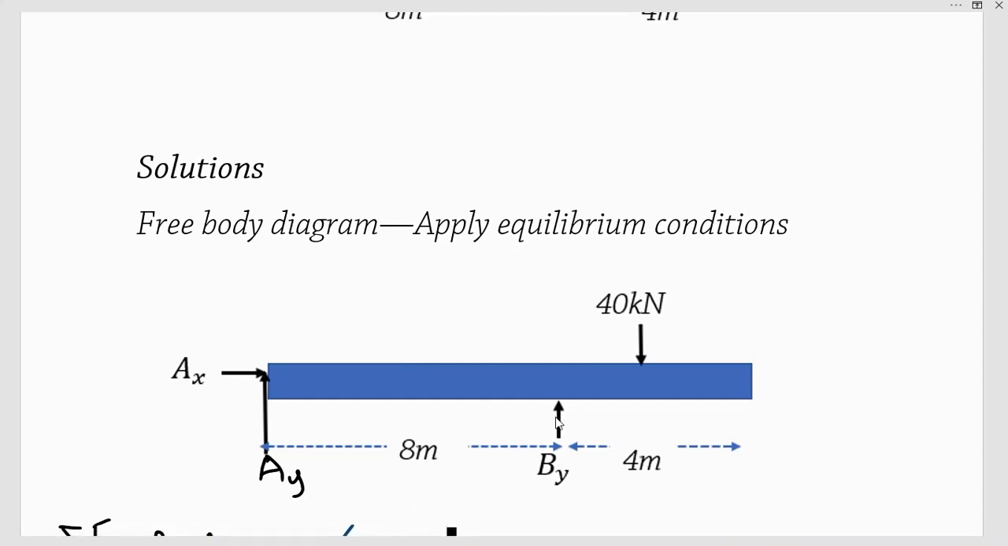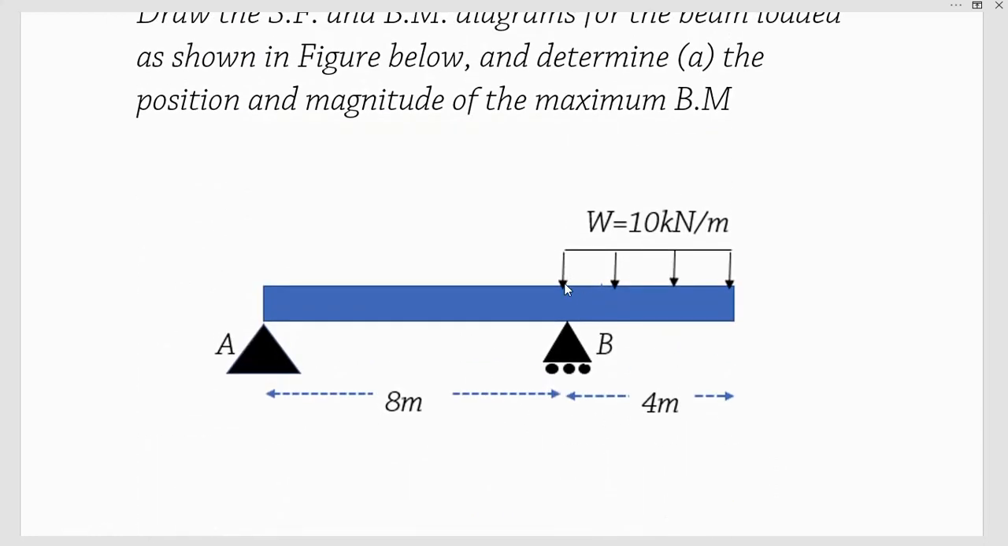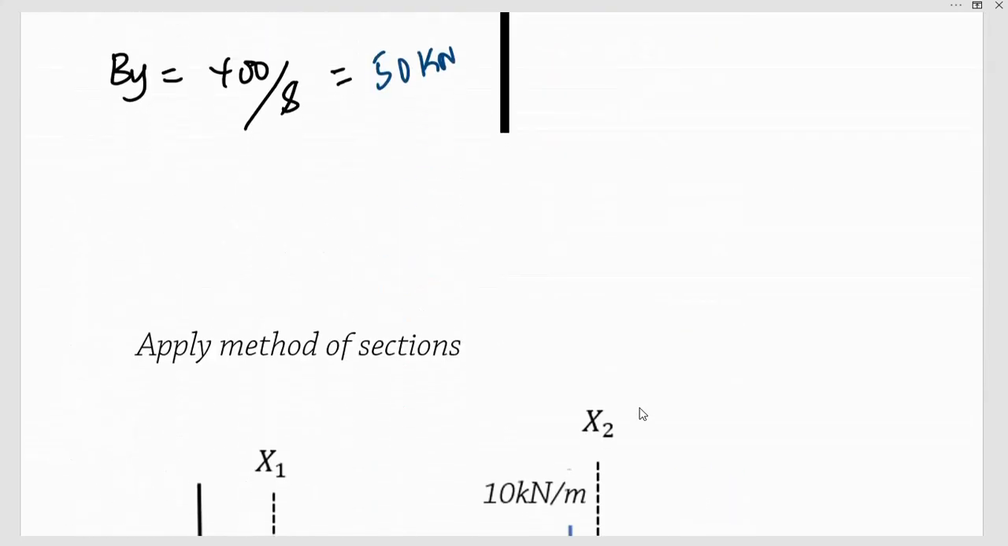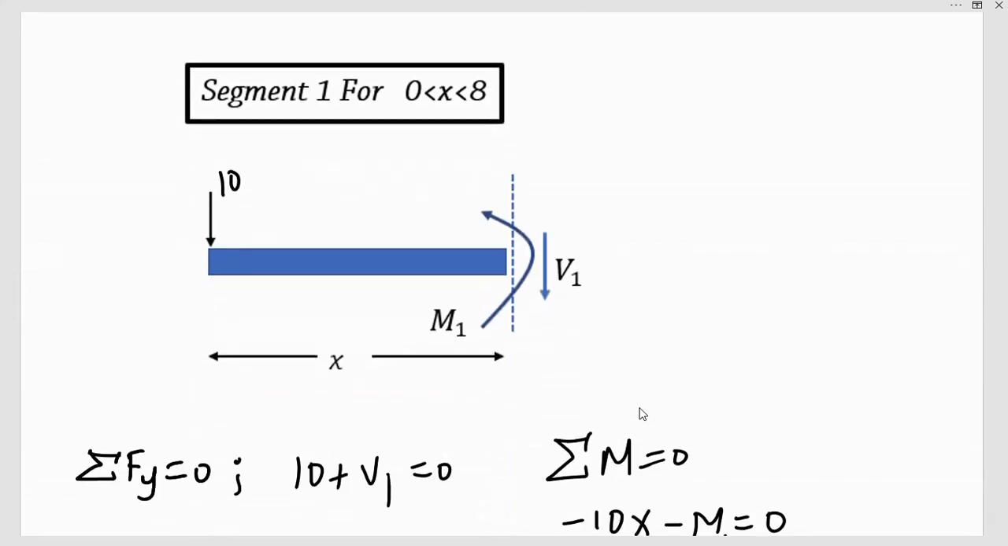Then when we move forward from here, we see that we have a uniformly distributed load. We can see it better here. From the support to the end, we have a uniformly distributed load. So we have a discontinuity at this point, and therefore we will put our next section here, and that will be the end. So we have two sections, and using the method of sections, we will be able to determine the bending moment and the shear force in those particular sections.